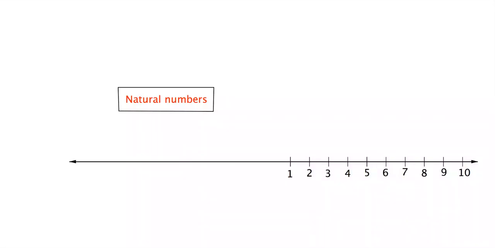We're going to be looking at the different types of numbers that we deal with today. So let's start back right at the beginning, which is where you started with your counting. 1, 2, 3, 4, 5, 6, 7, 8, 9, 10, 11, 12, 13, all the way on. These numbers are called natural numbers.